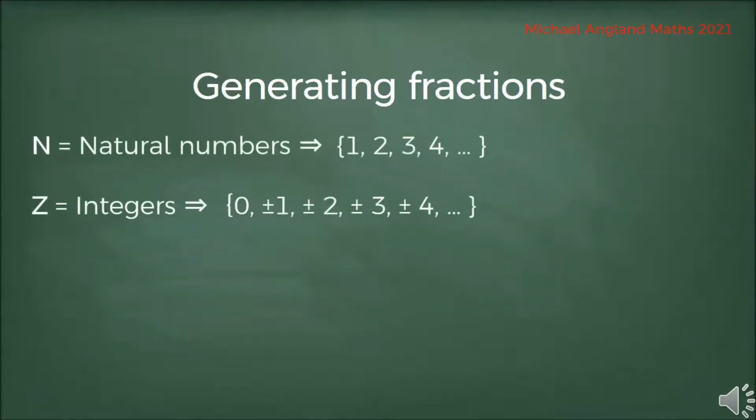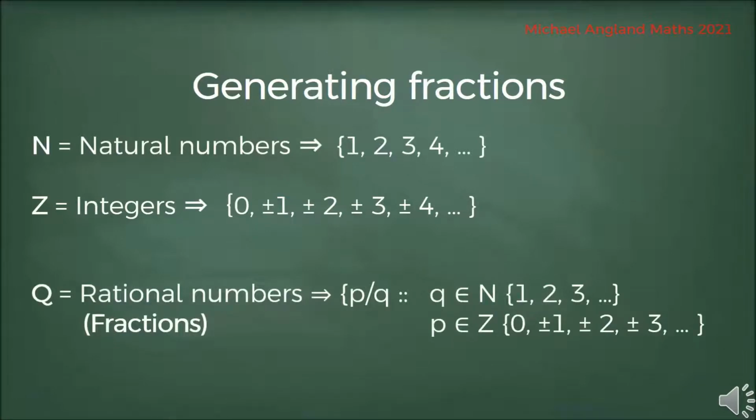So, we can now add a third set of numbers to the 2 previous sets we have. And this one's a little more sophisticated in its representation. So we call this the rationals, symbolized by Q. And the expression we give is P over Q, where Q is an element of the naturals, that is 1, 2, 3, etc. And P is an element of the integers. So 0, plus minus 1, plus minus 2, plus minus 3, etc. And that is essentially the representation of a fraction.